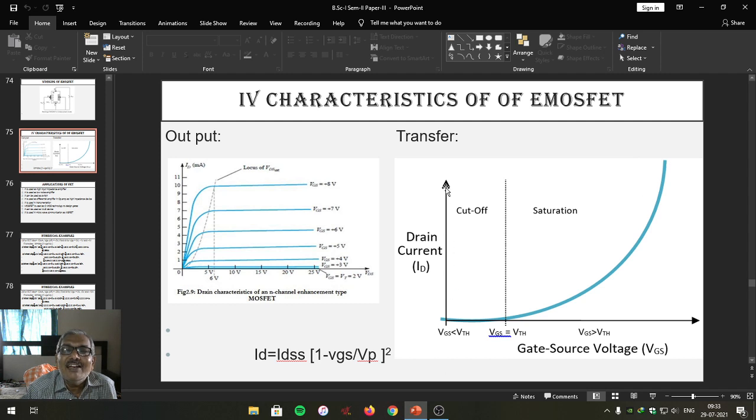So on the y-axis ID is taken, on the x-axis VGS is taken, whereas VDS is constant. The nature of the graph obtained is as represented here. Look at here. So what does it indicate? It indicates that when VGS is less than VTH, that is the threshold value, naturally the drain current is 0. Drain current is 0 because no channel is enhanced. No charge carriers are enhanced within the P region of the gate. So that's why drain current is 0.